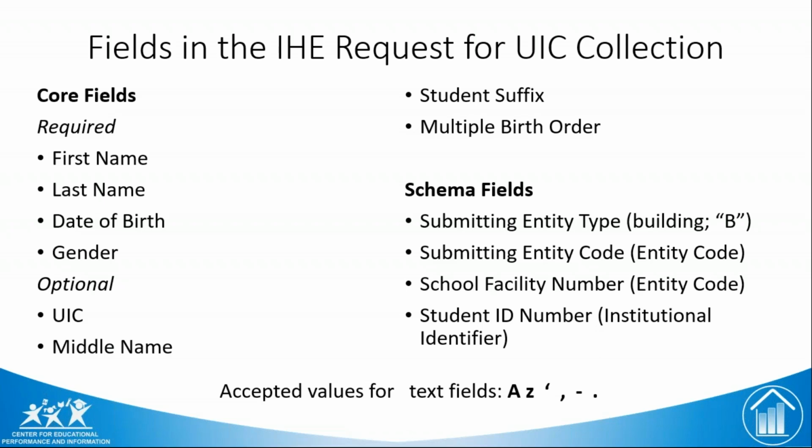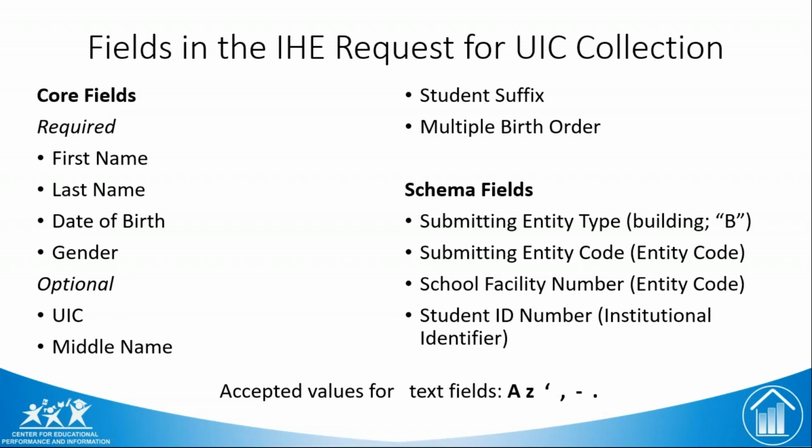You can submit a UIC in the request for UIC collection to validate that that is the active UIC being used and it's the primary UIC used for that student. You can also submit middle names. Submitting these optional fields might cut down on the number of resolutions that you get. Student suffix, if that's something that's housed in your local student information system. And this multiple birth order field, the purpose for that is, say for instance, you have an Amaya and a Mia Jones attending your institution. They both have the same birth date. The system, if you submit a request for new UICs, the system's going to think that's the same person because it can sound out the name and it sees all those other core information being the same.